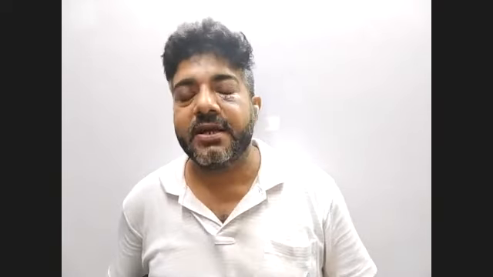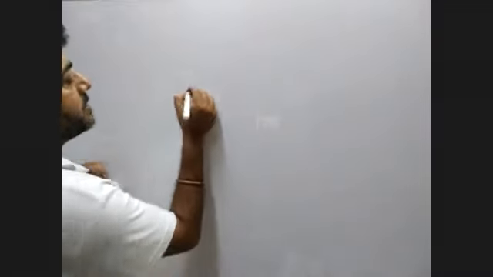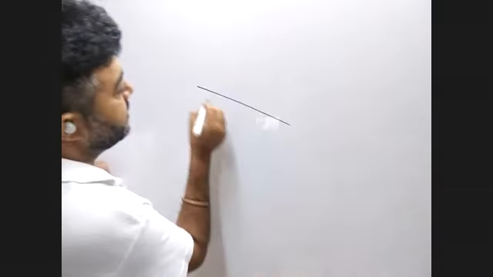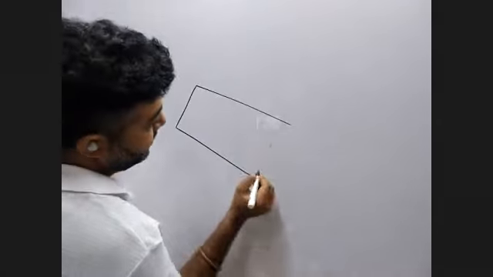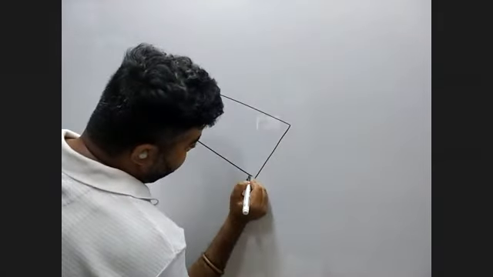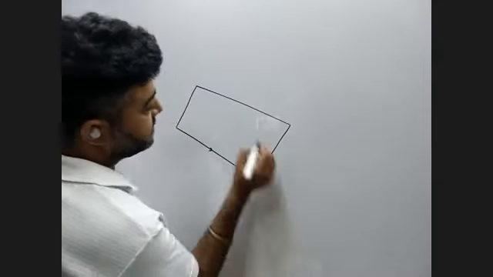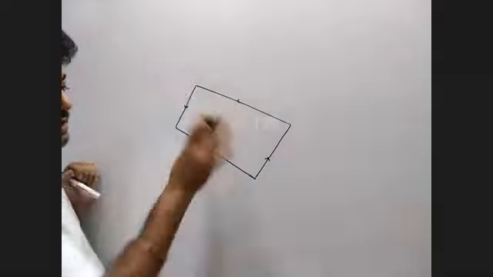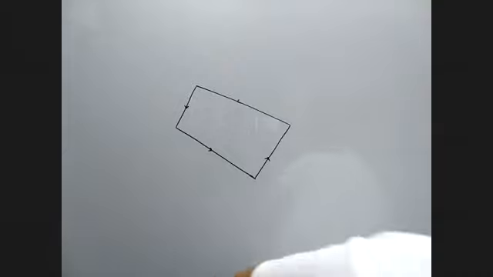So let's try how we do that or how we solve this. Suppose this is my rectangular loop. Try to understand, because the only problem is with the direction. So I just help you.